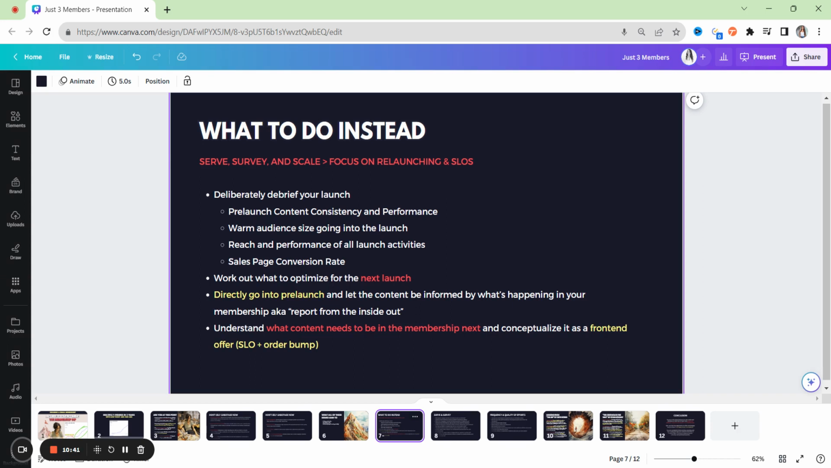So what can you do instead? Survey, serve, and scale. You would want to now, in that dip phase, focus on relaunching and on self-liquidating offers. So the first thing you need to do is to deliberately debrief your launch. And that means look at your pre-launch content, every single piece of content that you've put out there. Quantify it. How many pieces of content did I put out there? How much reach did those pieces get? How much engagement did those pieces get?